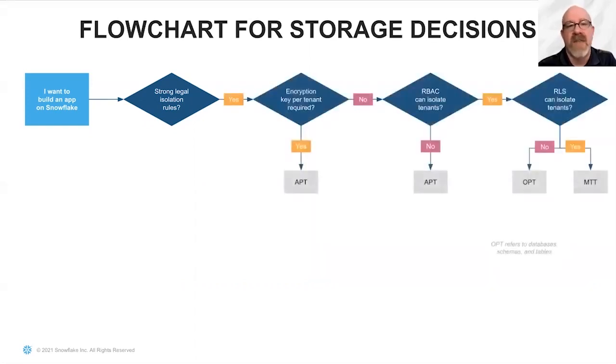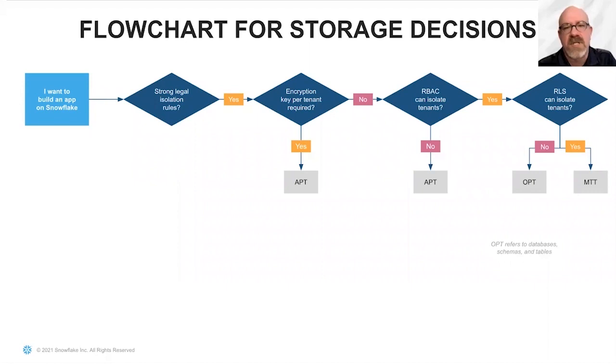If you do have that, then you have to start to ask some questions. Is encryption per tenant required? Is RBAC enough for me to isolate tenants? Is row level security enough for me to isolate tenants? Depending on the answers to those questions, you'll be directed to a certain model.